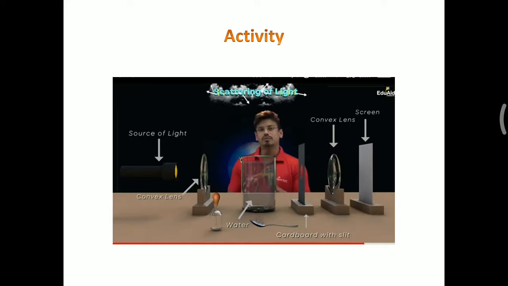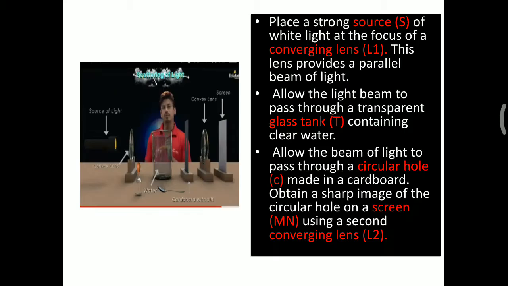The activity. In this activity, you have to take a source of light, a convex lens, water, and a cardboard with a slit. Slit means a hole. One more convex lens and a screen. Place a strong source of white light at the focus of a converging lens L1. This lens provides a parallel beam of light. So when the light falls on this convex lens, it gives a parallel beam.